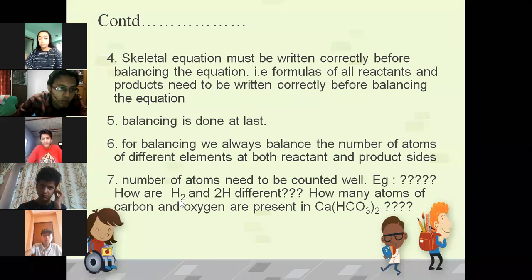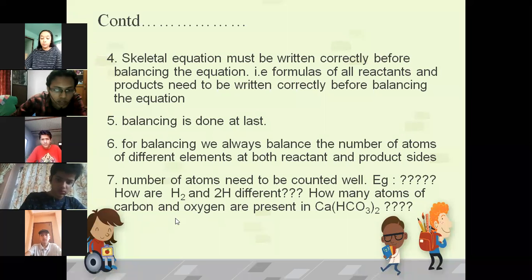Okay, H2 means a molecule is there. Two atoms are bonded to form a molecule. And when you write 2H, that means these hydrogen atoms are not bonded. They are free, unfused. So that difference was taught in class 8 and 9. But you forget it. But anyways, for balancing, obviously, when you count the number of atoms, then it's the same. Two atoms here, two atoms there.